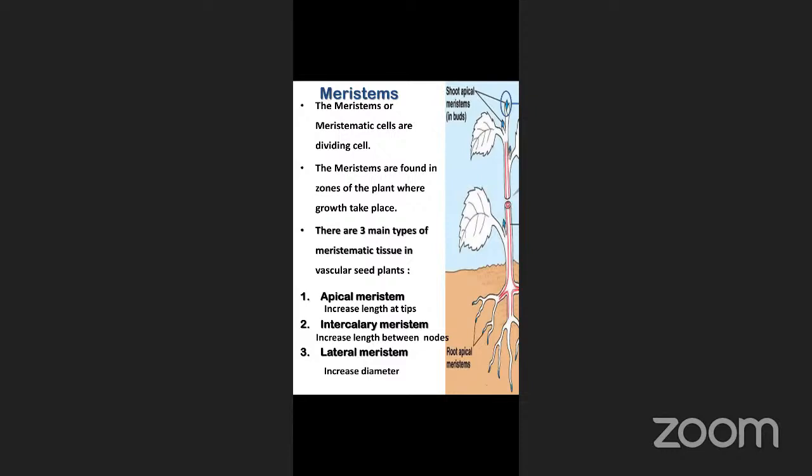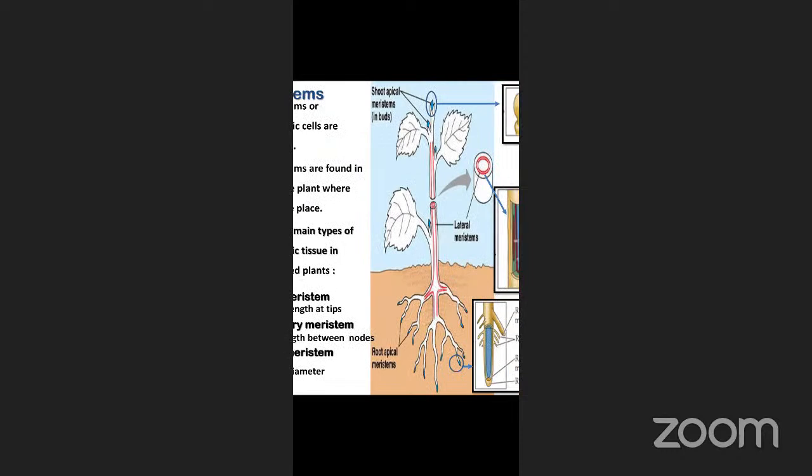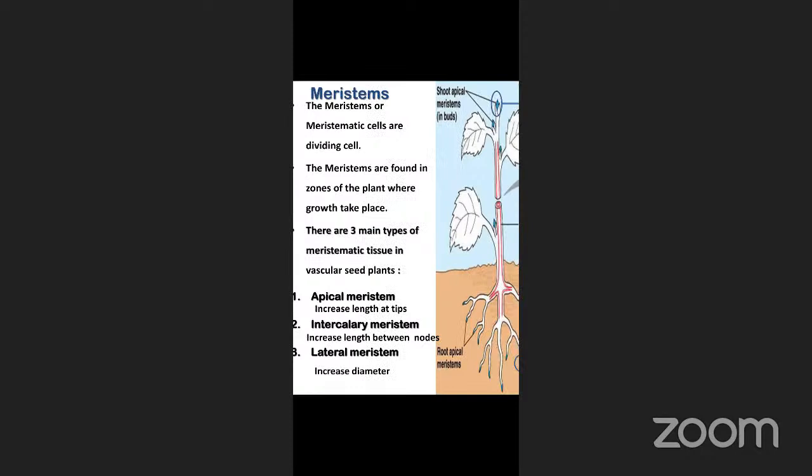Next, the final one, that is lateral meristematic tissue. Lateral meristematic tissue is found parallel to the axis of the organ, in vascular structures and cambium. That is the third type, lateral meristem. Next, functions.